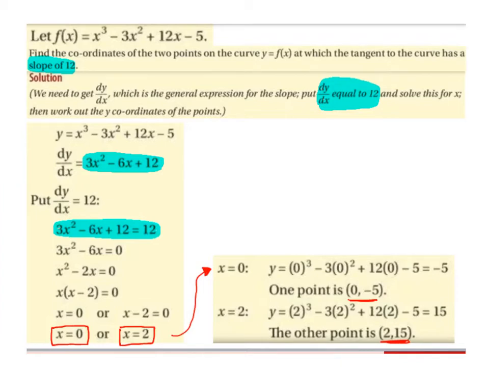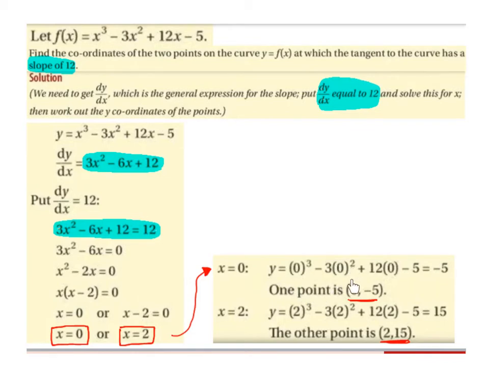We substitute both of those x values back into the original equation. This is very, very important. Back into our curve, back into f of x. We do not substitute it into the derivative. So if x is equal to 0, y equals 0 cubed minus 3 times 0 squared plus 12 times 0 minus 5, which gives us minus 5.